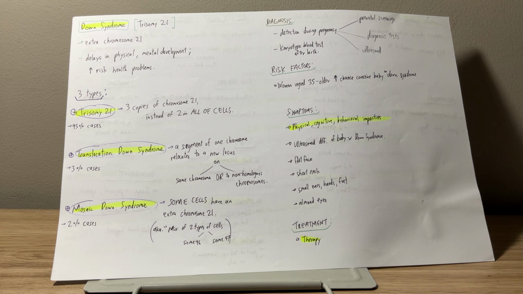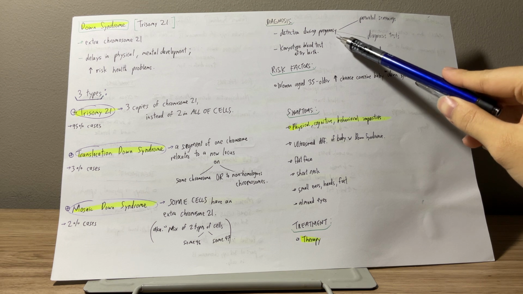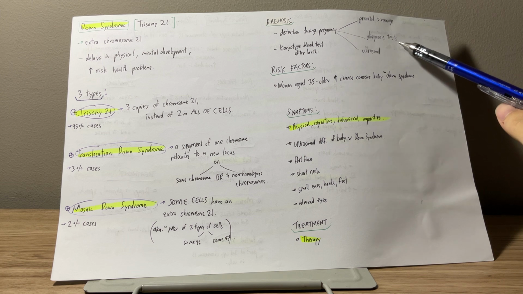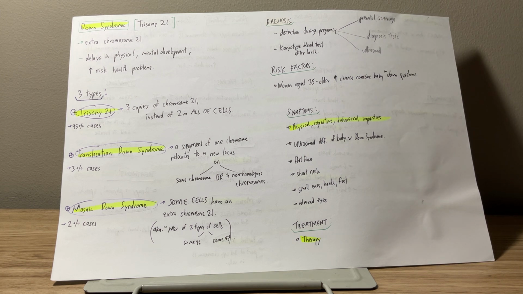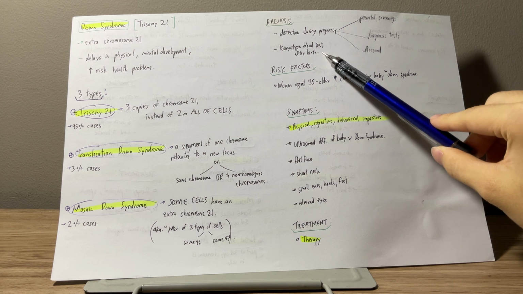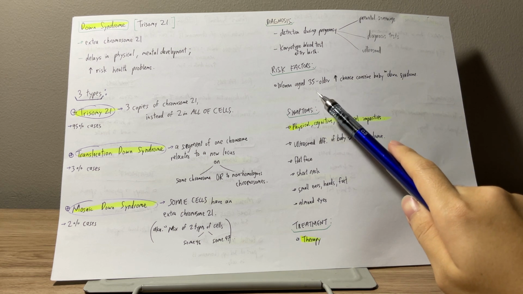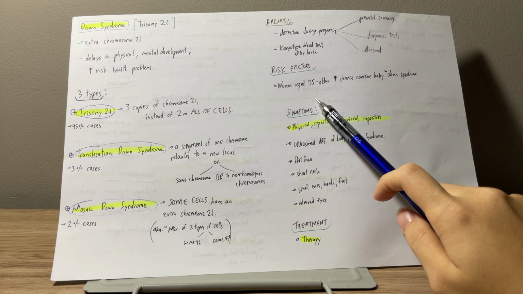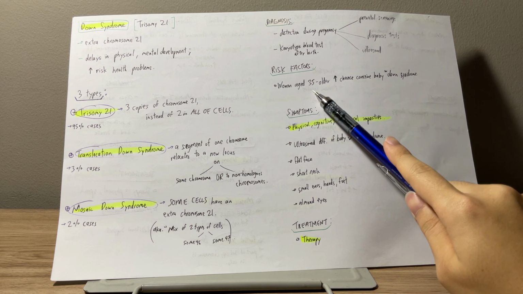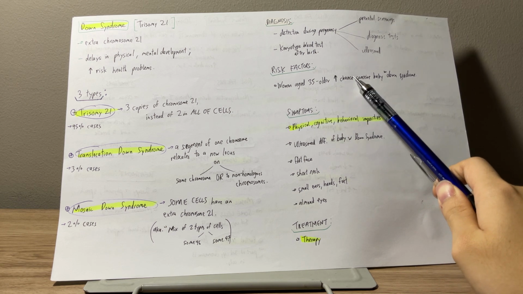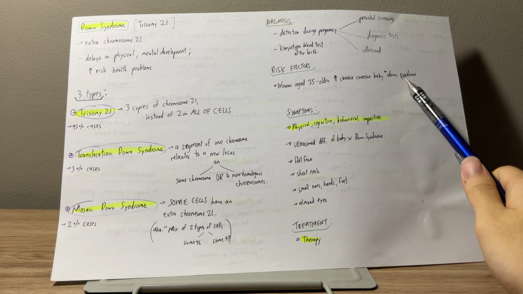So, how do we diagnose Down syndrome in general? We have two in this list. One is detection during pregnancy. So we have prenatal screenings, diagnosis tests, and ultrasound. Also, we have a karyotype blood test after birth. Risk factors: women who conceive children when their age is 35 or older. So there's a higher chance of conceiving a child with Down syndrome.